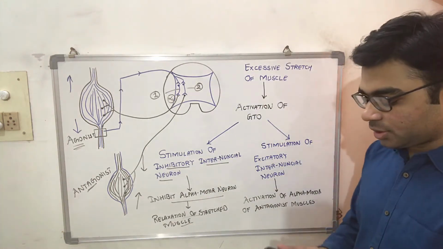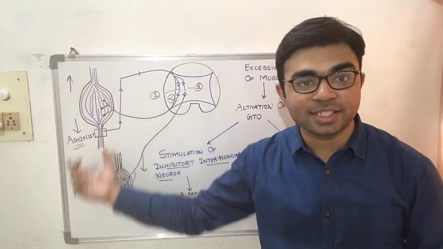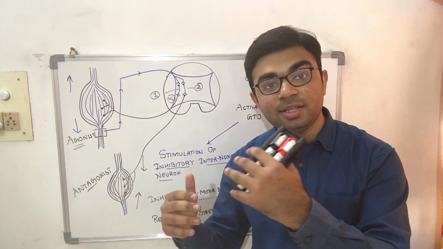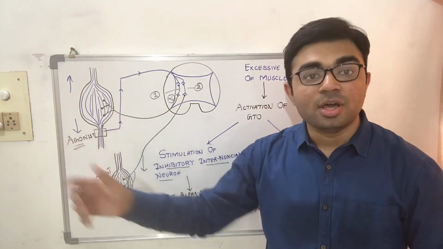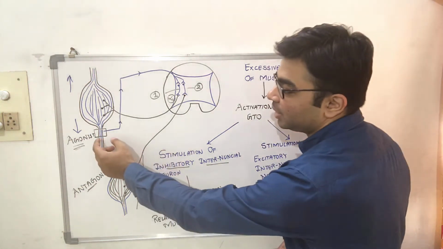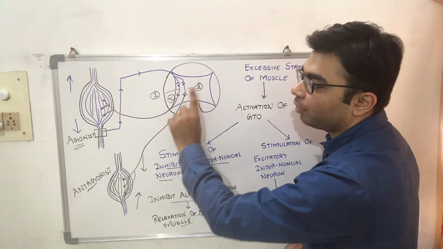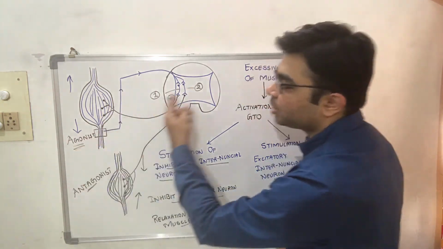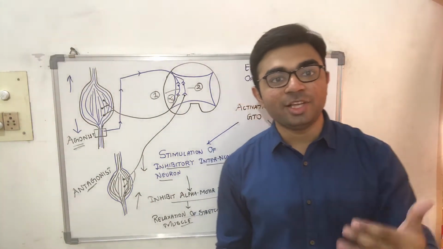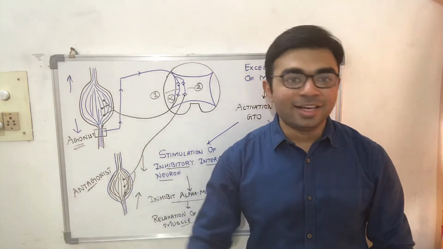Right? So this was the mechanism of the inverse stretch reflex, that when you stretch a muscle excessively, after some period of time you see a sudden decrease in the resistance due to relaxation. Now how do we get the relaxation? Because the sensory impulses are going here, it stimulates two different internuncial neurons. One of them is inhibitory to the agonist, another one is excitatory to the antagonist. The opposite side muscle will contract, and the muscle which is stretched excessively goes for relaxation.